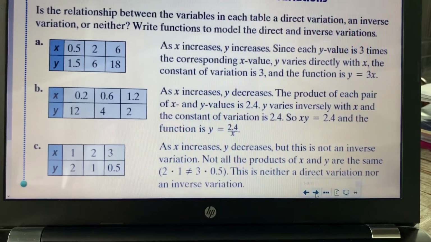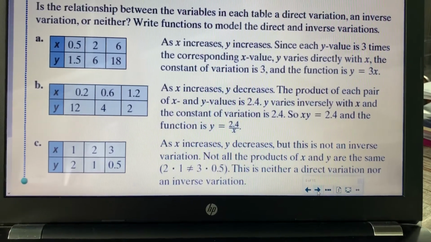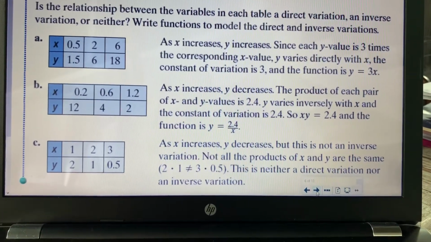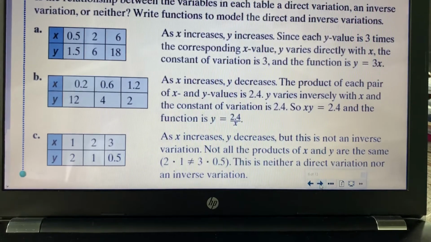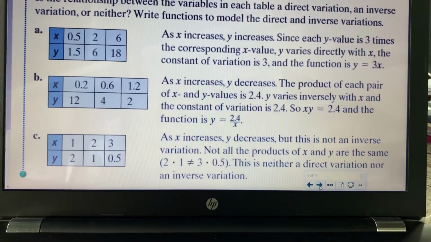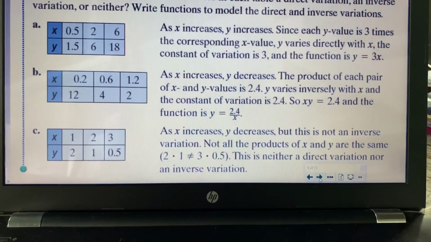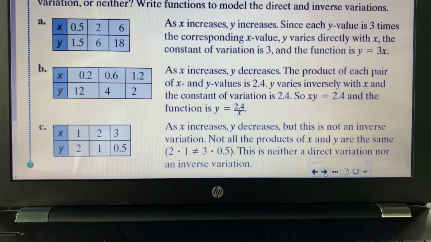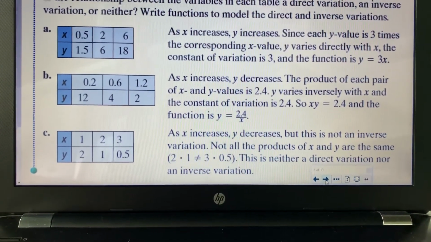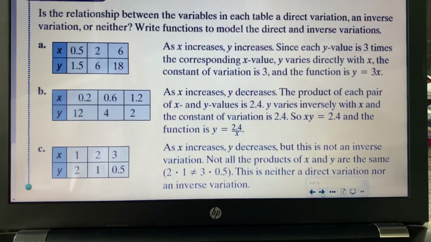1 times 2 is 2. 2 times 1 is 2. And 3 times 0.5 is not 2. It's 1.5. So as long as it's not 2, that means it's not an inverse variation. Even though 2 of them work, the third one does not. It has to be true for all 3 of the coordinates. So therefore, letter C is not an inverse variation.